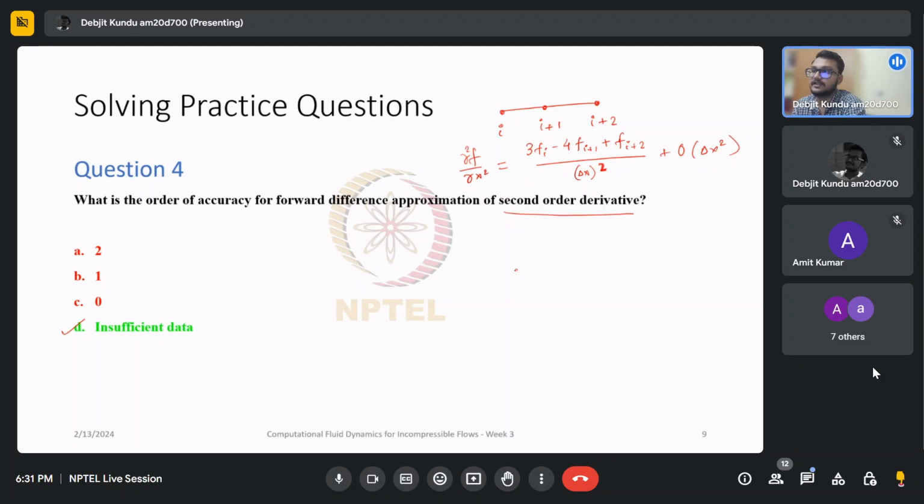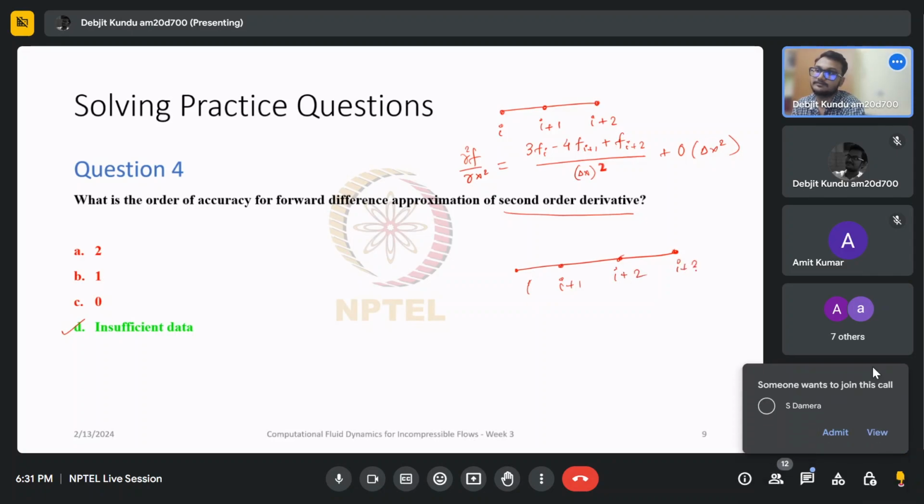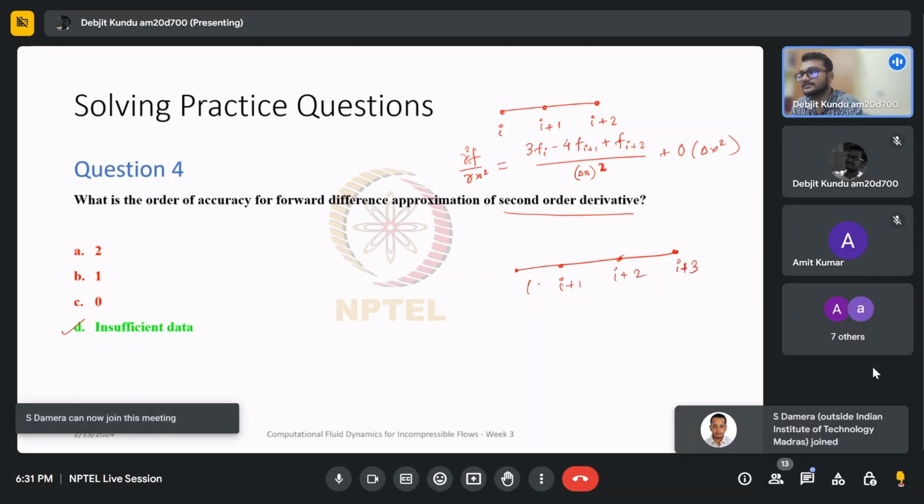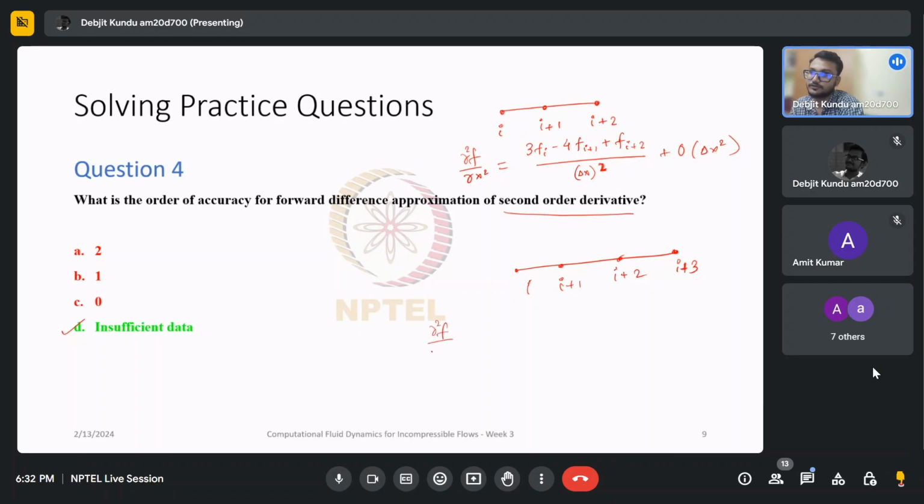But if I take, let's say, 4 points, so i plus 1, i plus 2, and i plus 3 as well. In that case, finding out these coefficients is a different problem altogether. We can use different techniques, say polynomial technique, then Taylor series expansion and matching coefficients, and using a general approximation as well. So in this case, I'll keep things down to this general approximation only.